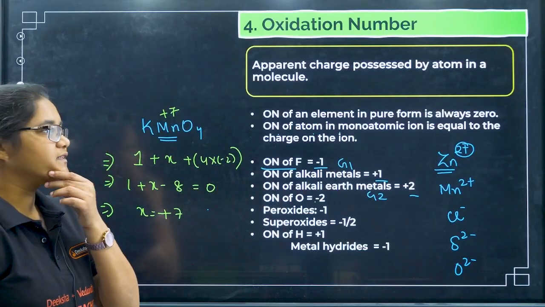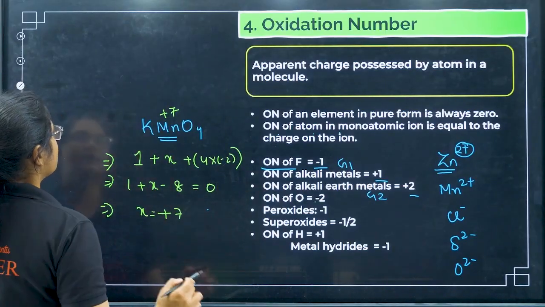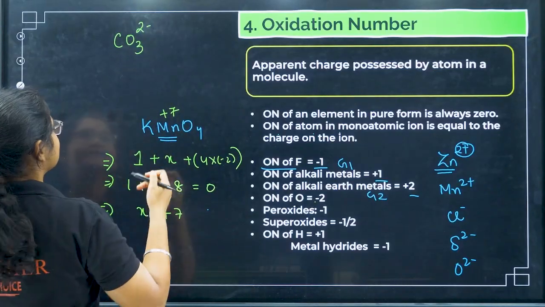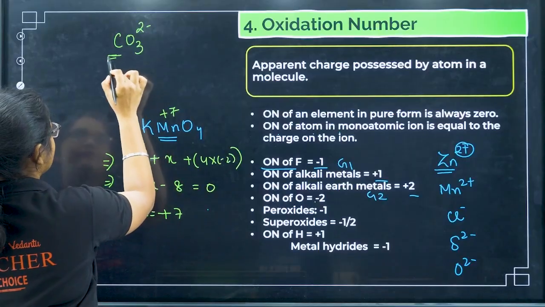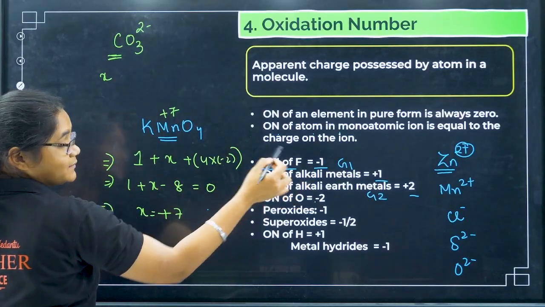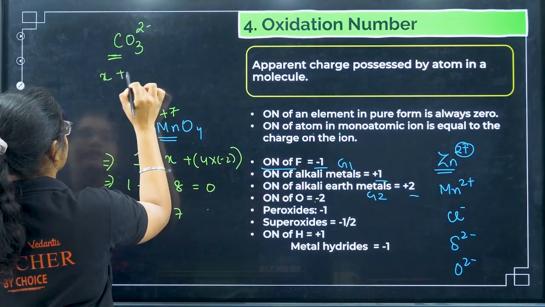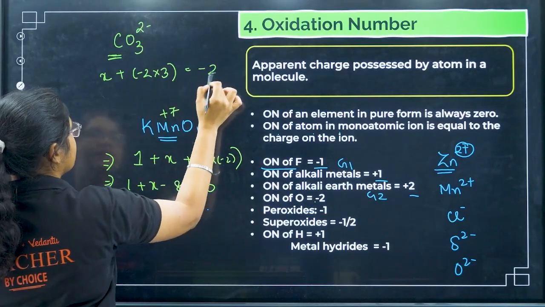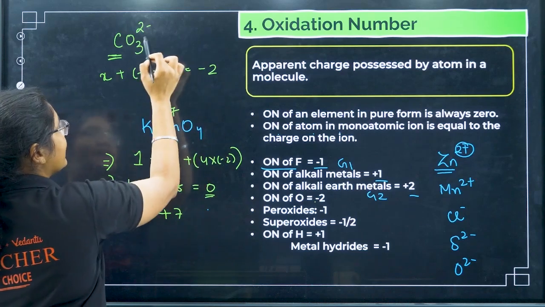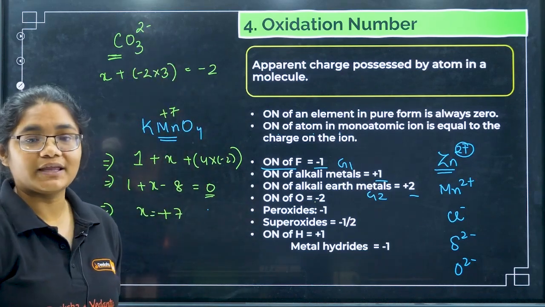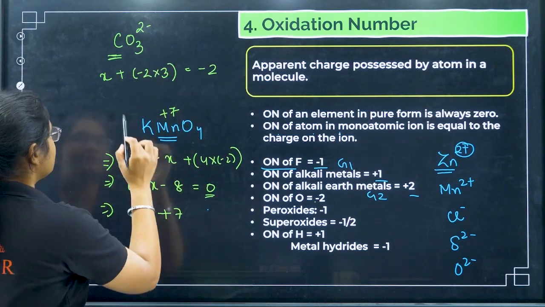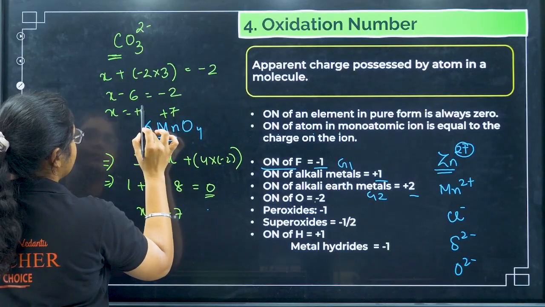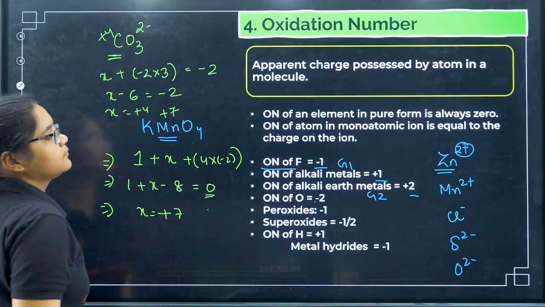Okay. Next, let's try for another compound, CO3 2-. See, suppose we have to find for carbon. Let it be X. Oxygen is -2, so 3 into -2. So I can write -2 into 3. Now here the net charge is -2. Here I was equating it to 0, but here the net charge is -2, so you have to equate it to -2. So what will I get here? X minus 6 is equal to -2, X will be equal to +4, right?